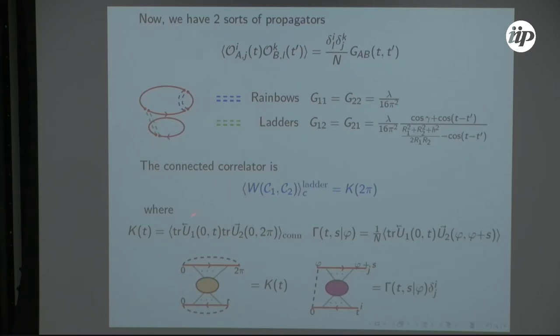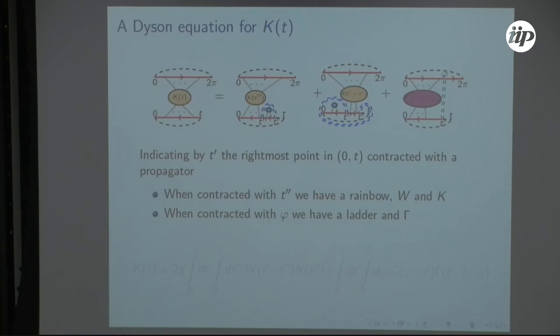Now the connected correlator can be computed with this auxiliary K function, which is like the connected correlator of two traces of this abelian phase I have defined before. But then when you try to write down an equation for this, you realize that this is written in terms of another auxiliary function, which looks similar. But in this case, there is a single trace in these two abelian phases. So it's a different object. Schematically, you represent them like this. And again, you can play a little bit as before and try to derive some integral equation these guys have to satisfy. And the idea is more or less the same.